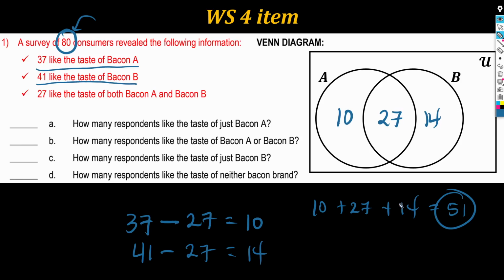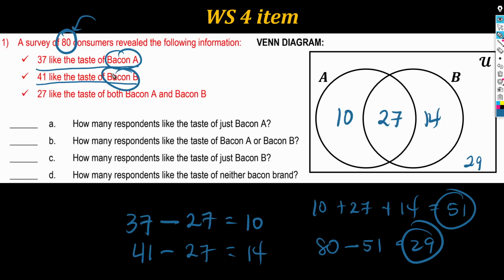However, sir, 51 lang? 80 in interview. What do you think? Correct. Kasi may mga tao, perhaps, na ayaw nung A at ayaw din ng B. They like neither A nor B. And how do we find that? Again, based on the PowerPoint, remember, we take the cardinality of the universe, and then we take away from that the cardinality of the union of these two sets, leaving me with 29. Okay? Where do I write the 29? Correct. Dito sa labas. 29. So now your Venn diagram is complete.